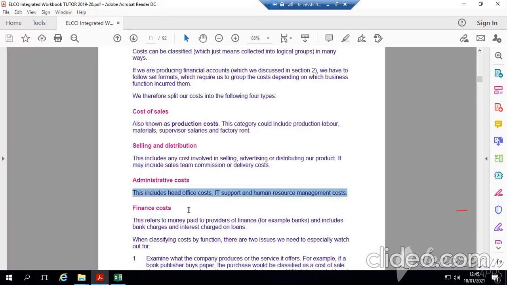And the last one is finance cost. Finance cost refers to money we pay for providing the finance. For example, the bank. You go to the bank, you get a loan for a particular department for making particular units, and you pay the interest. Finance cost is obviously equal to the interest charged on loan.